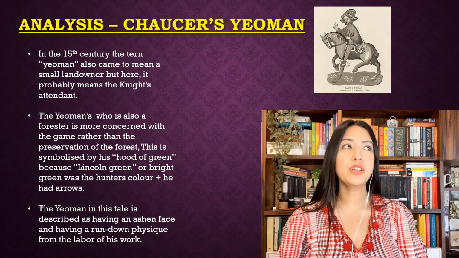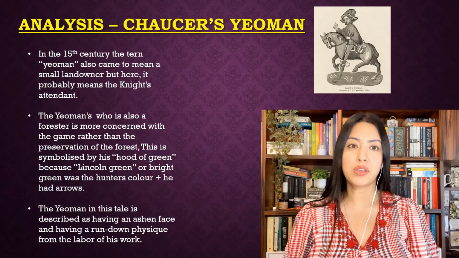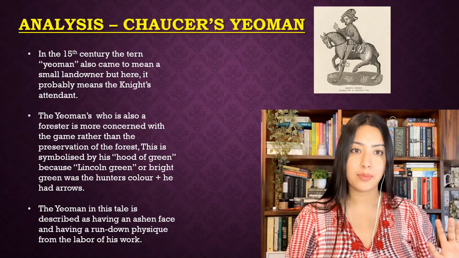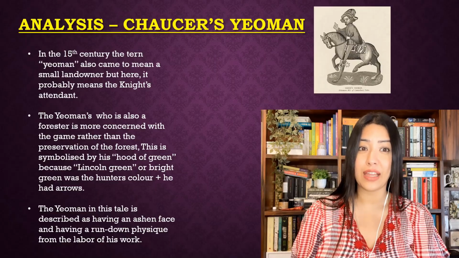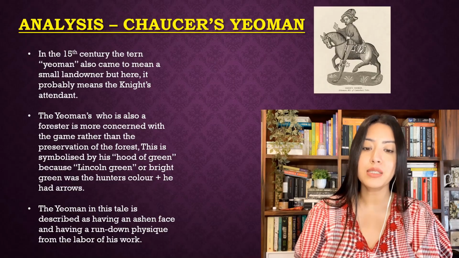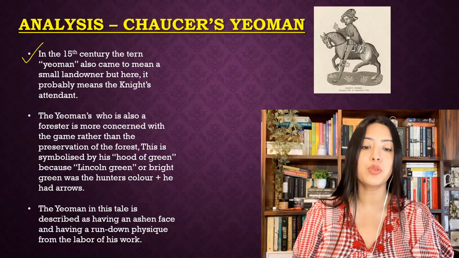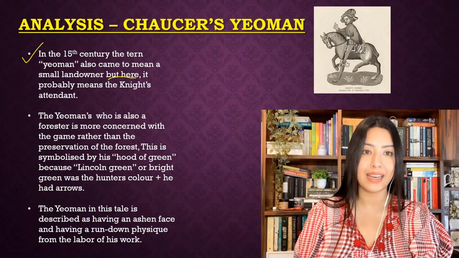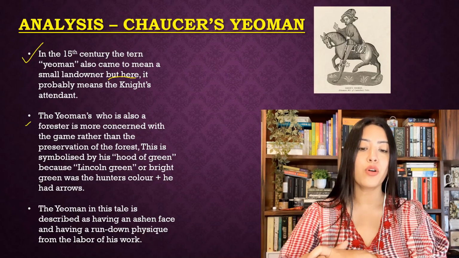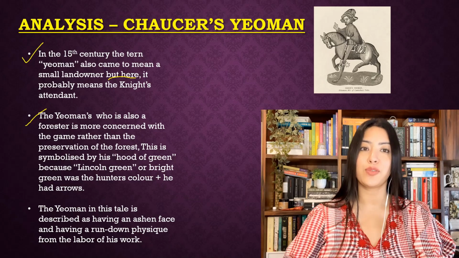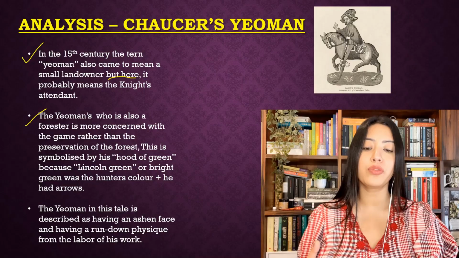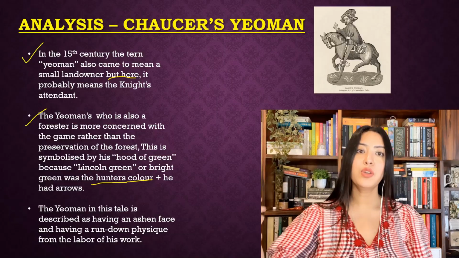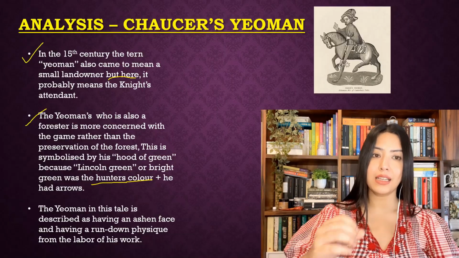So see, Chaucer is not just giving us a mere story. This is the Canterbury Tales, and he's not just giving us random characters, he's representing the society of that age. So why is the yeoman important? It's because in the 15th century the term yeoman also came to mean a small landowner, but here in the Canterbury Tales it probably means the knight's attendant or a forester. The yeoman, who is also a forester, is more concerned with the game rather than the preservation of the forest. This is symbolized by his hood of green, because Lincoln green or bright green was the hunter's color. He had arrows. So a yeoman was supposed to be a landowner, or maybe I can say he's supposed to be a forester.